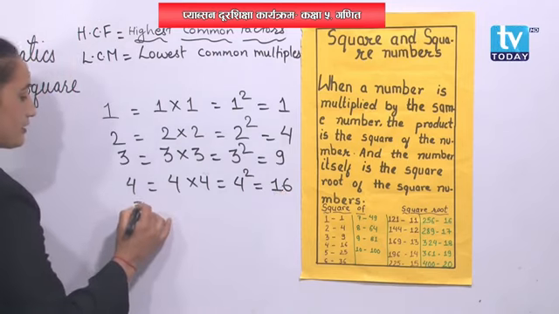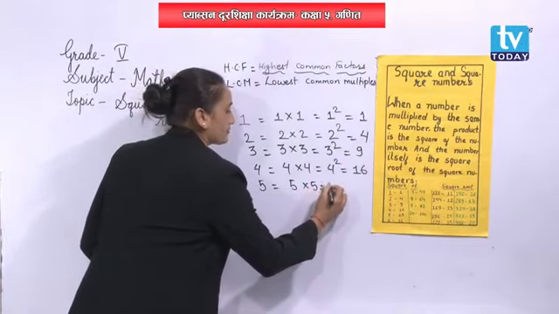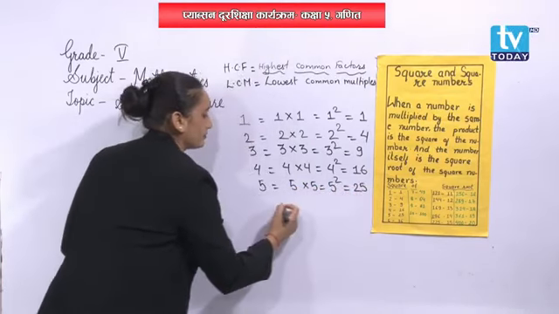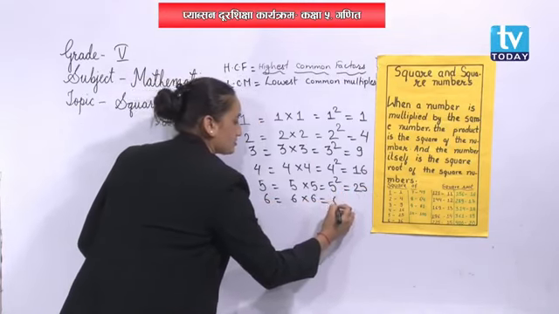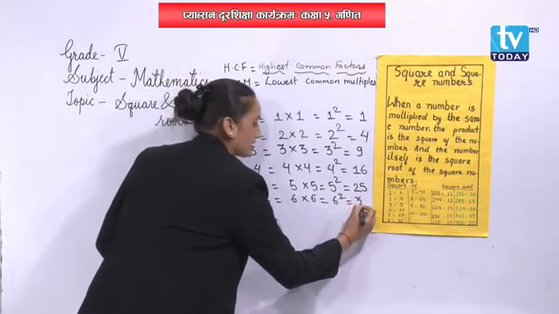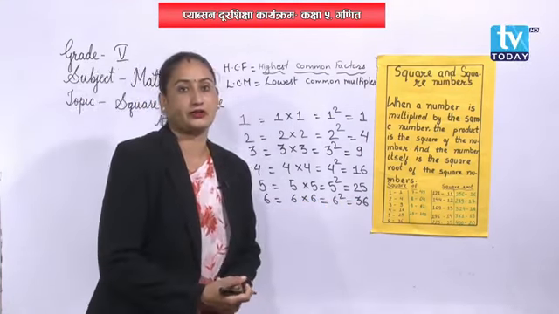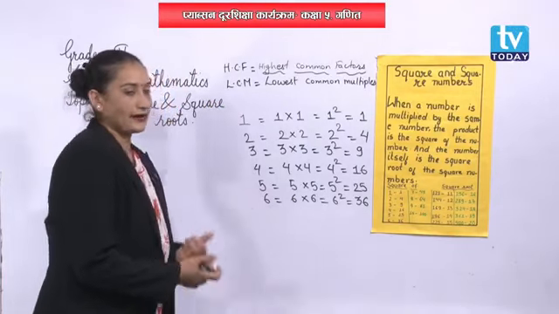Very good. You have to write in your notebook. 5 times 5, that is 5 square, equals 25. 6 times 6 equals 6 square, that is 36. 6 sixes are 36, right? So see here, up to 6 I have done.